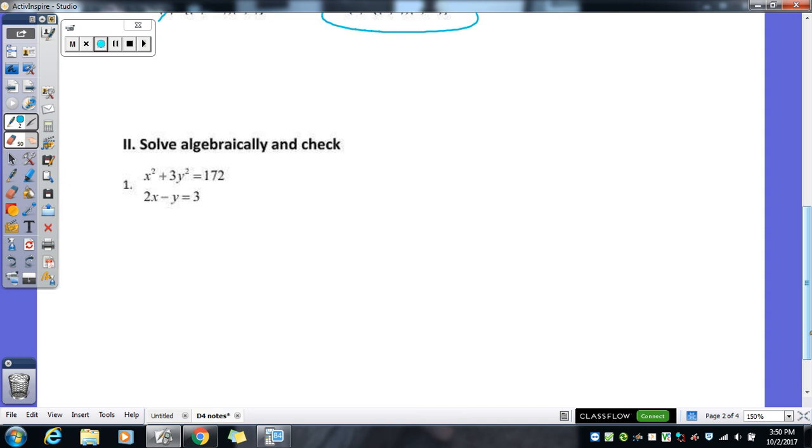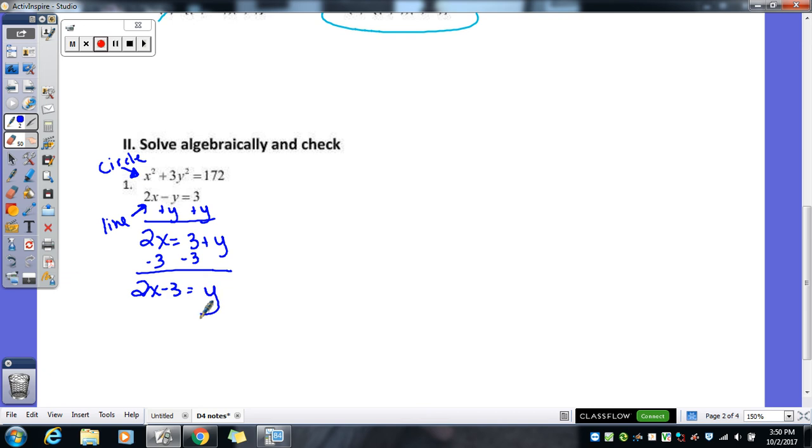Alright, so here we're going to solve algebraically and check. If you look at these 2 equations, thinking back to geometry last year, both of those are squared, so that means you have a circle. This one here is a line. Whenever it comes to these kinds of problems, you always want to plug the line into the circle's equation. In order to do that, I got to get one of my letters on its own here. So I'm going to add my y, subtract my 3. So now I have y equals 2x minus 3.